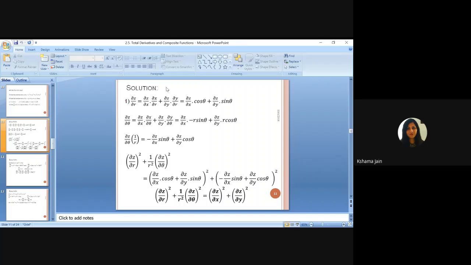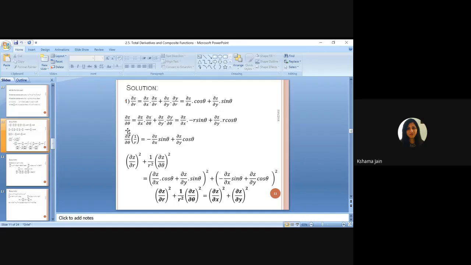See, del z by del r we can't find out directly, so we will take help of the intermediate terms. Intermediate terms were x and y. So del z by del x into del x by del r plus del z by del y into del y by del r. Del z by del x we write the same because we don't have anything. But del x by del r we can find out because x equals r cos theta, so del x by del r will be cos theta. Similarly del y by del r will be sin theta.